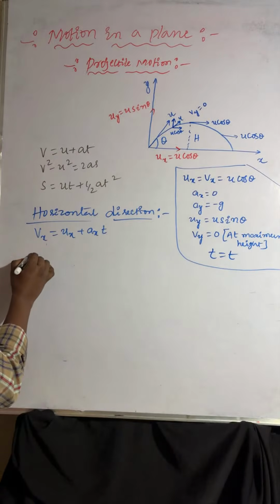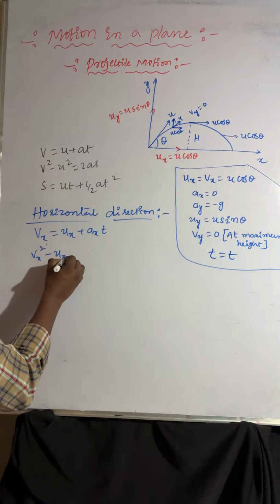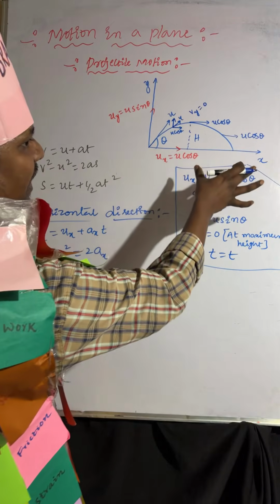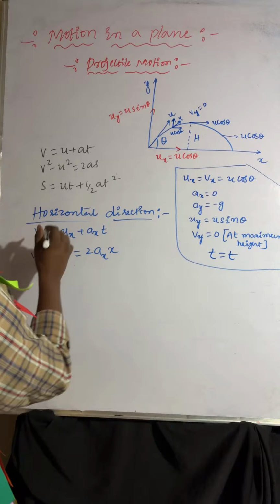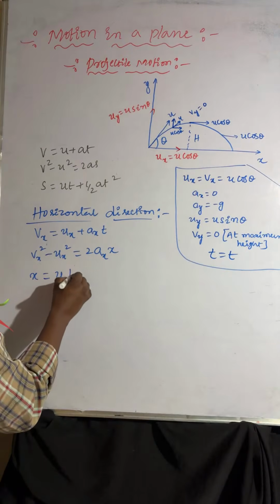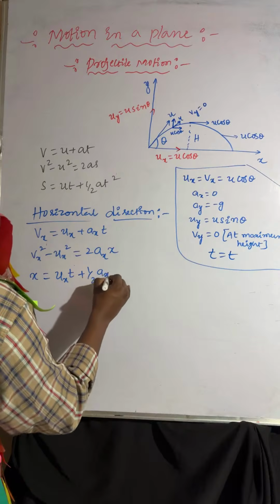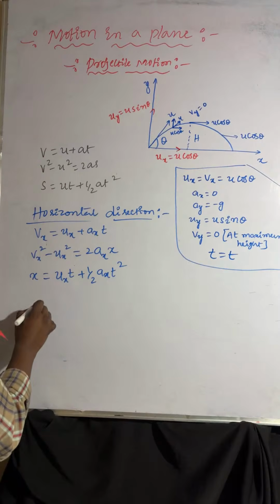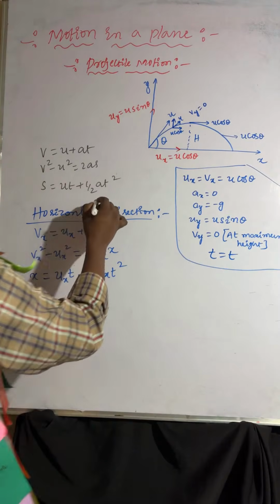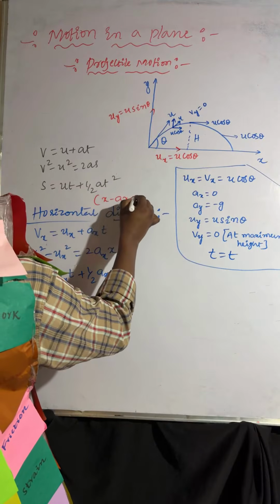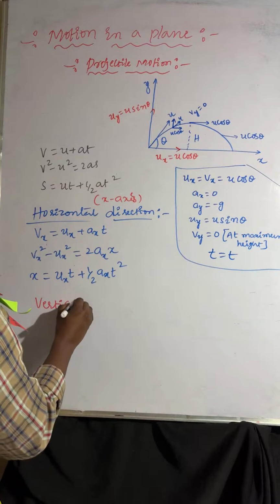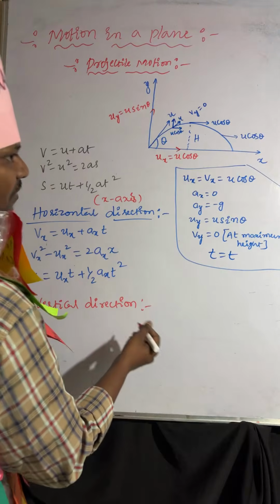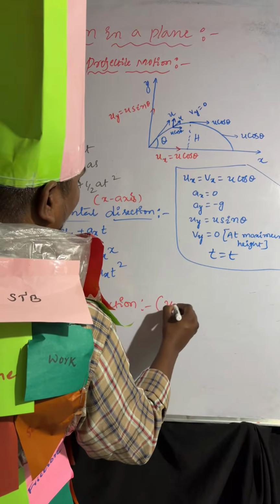Now you can see Vx whole square minus Ux whole square equal to 2Ax into x, taking x as the distance along the x-axis. Then x equal to Uxt plus half into Axt square. So that is along the horizontal direction. Coming to the vertical direction, that is along the y-axis.